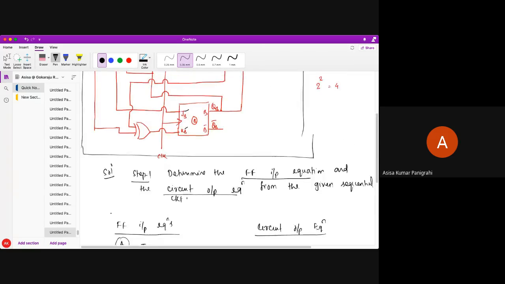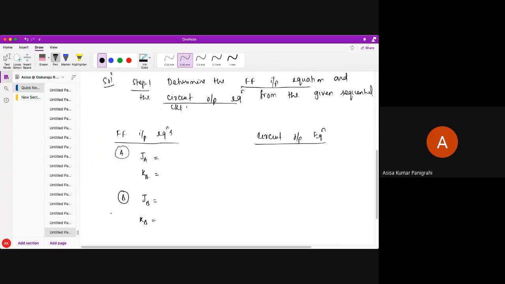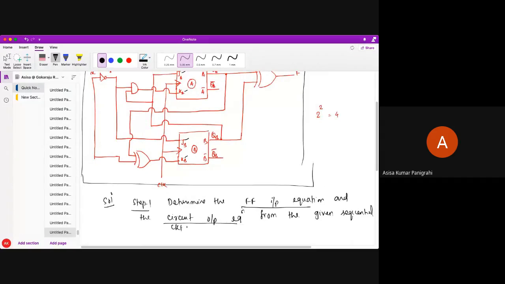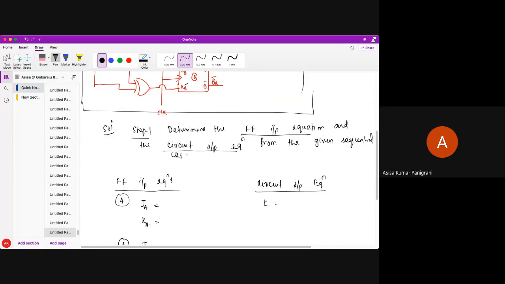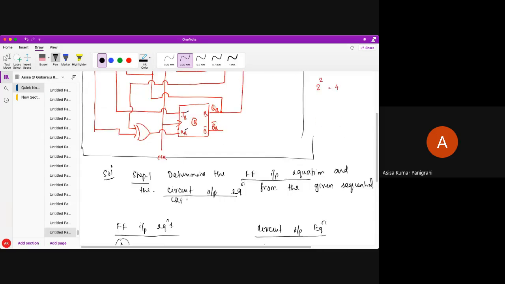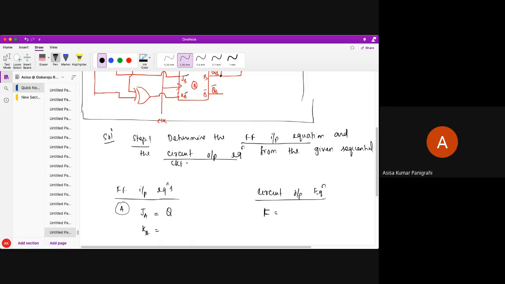By looking into this circuit, you need to find out two things over here. For flip-flop A, you need to find out J and K. For flip-flop B, you need to find out JB and KB. And next, you have to find out the circuit output equation, which is F. That is your first step. So total 5 things you have to find out. So what is J? By looking into this circuit, J is connected to QB, so my J is QB.